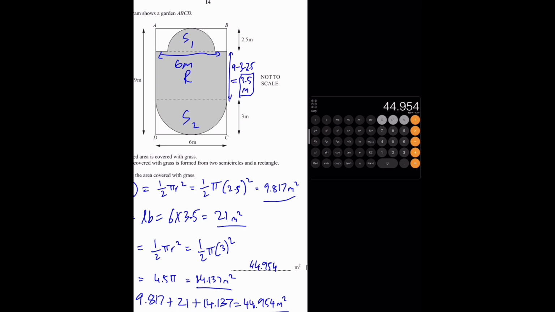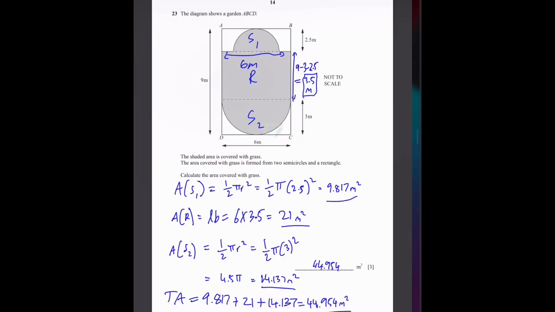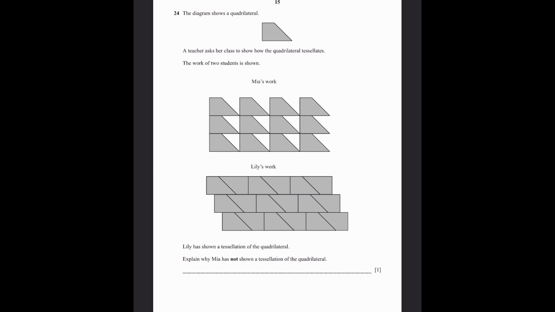Let's go to the last question, which is question 24. The diagram shows a quadrilateral. A teacher asks her class to show how the quadrilateral tessellates. The work of 2 students is shown. Mia's work is over here and Lily's work is over here. Lily has shown a tessellation of the quadrilateral correctly. Explain why Mia has not shown a tessellation of the quadrilateral, where there are no gaps.